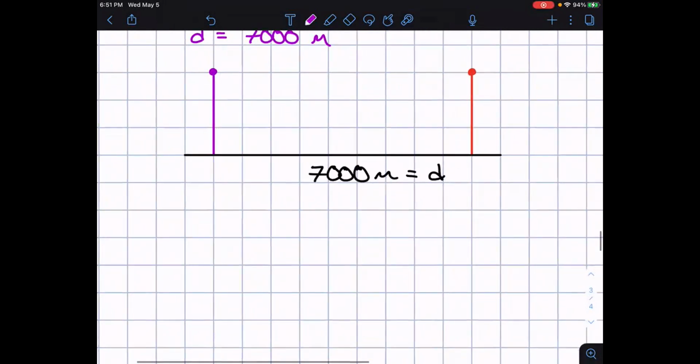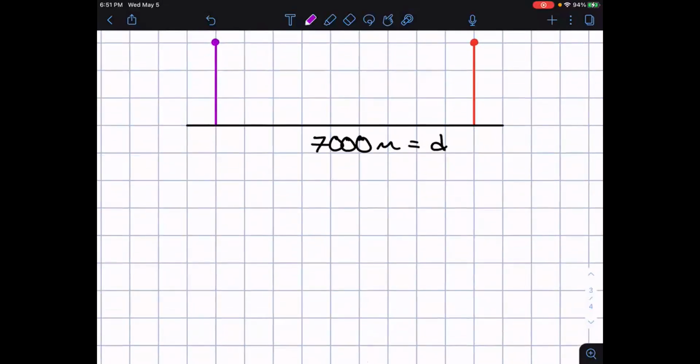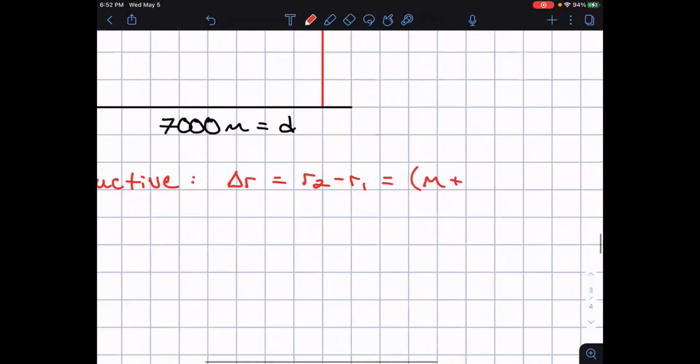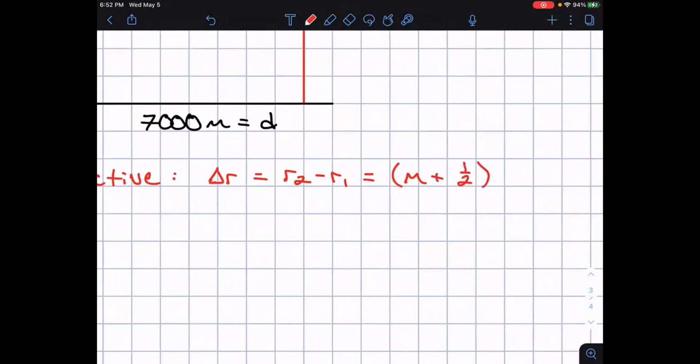First thing we have to do is figure out what equation belongs to destructive interference. I did cover this just a few minutes ago. Remember, for destructive interference, it's going to be that half-integer multiplier for m. So delta r, or r2 minus r1, is equal to m plus 1/2 times lambda, where again m is that wave number. Destructive takes that into account for us.